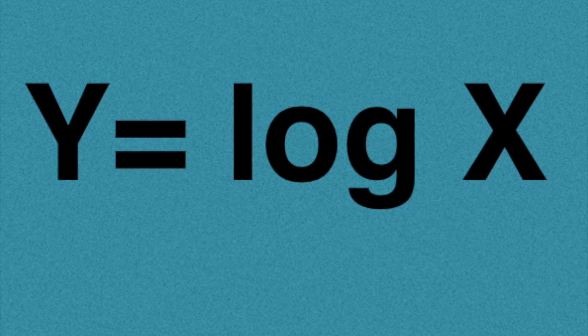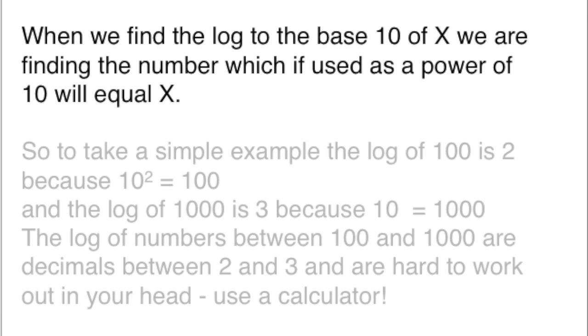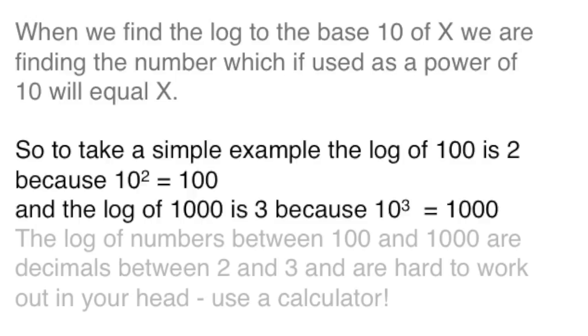In these first log graphs, I'm using logs to the base 10. When we look up the value of a log, what we're trying to find is the number which, if it's used as a power of 10, will equal x. So, for example, the log of 100 is 2, because 10 squared is equal to 100. And the log of 1000 is 3, because 10 cubed equals 1000.